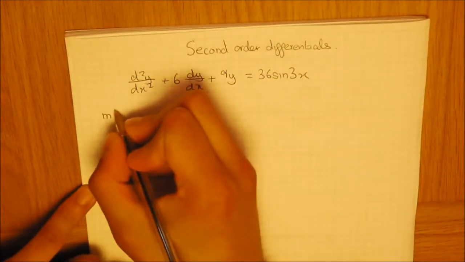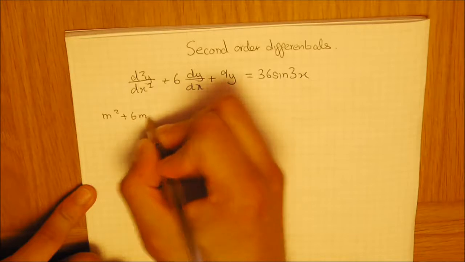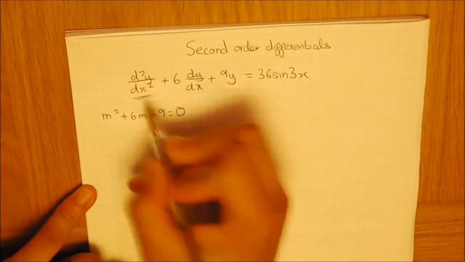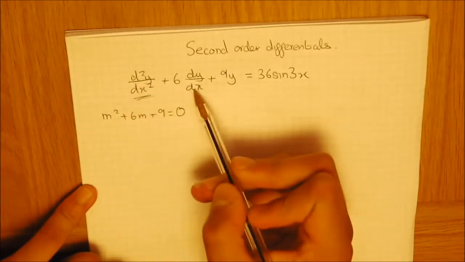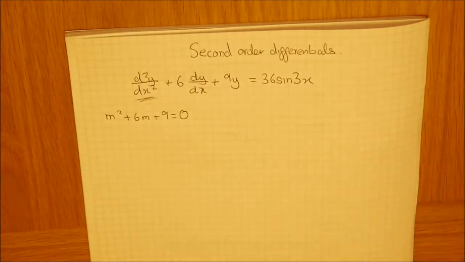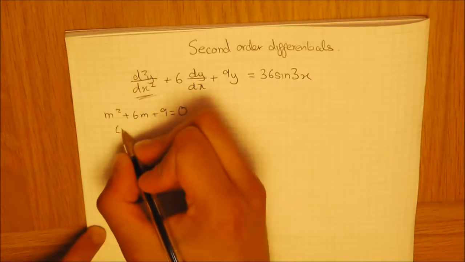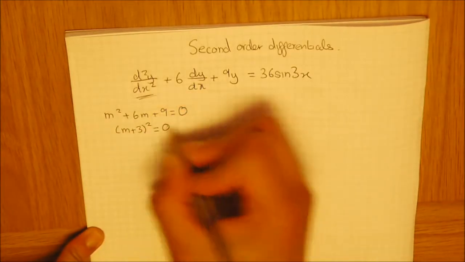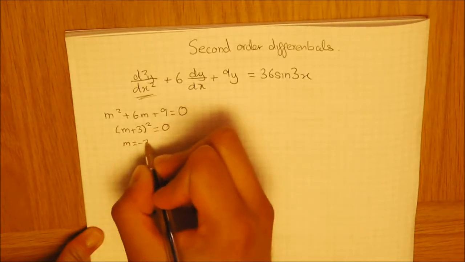So what we can do is rewrite this as m squared plus 6m plus 9 is equal to 0, because d2y by dx squared is effectively m squared, dy by dx is m, and y is nothing. So then we just have a quadratic. By this stage of your A-level you should be able to tell me what that is, because we can write this as m plus 3 all squared is equal to 0, which means that m is minus 3.